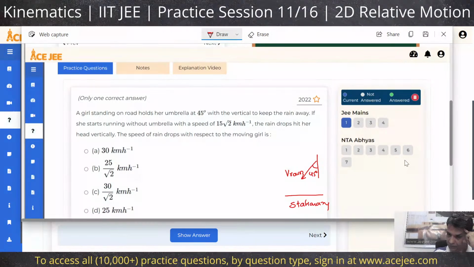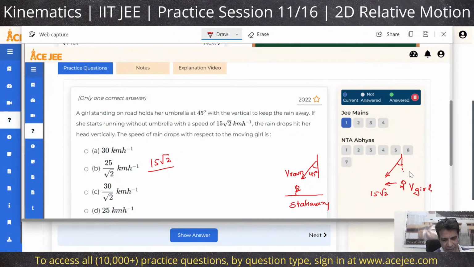Sir, my answer is coming out to be 15 root 2. Okay. 15√2. Yes, sir, it's not in the options. It's not in the option. So 30 by root 2 is 15 root 2. Yes, sir, so then it will be C.